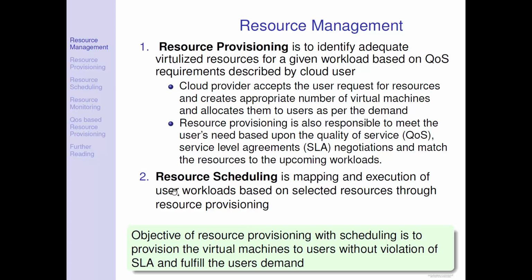Next, let us see what is resource scheduling. Resource scheduling is mapping and execution of the workload based on the selected resources through resource provisioning. So let us see what is the ultimate objective of resource provisioning coupled with resource scheduling. It is to provision the virtual machines to the user without violating the SLA and to fulfill the user's demand.